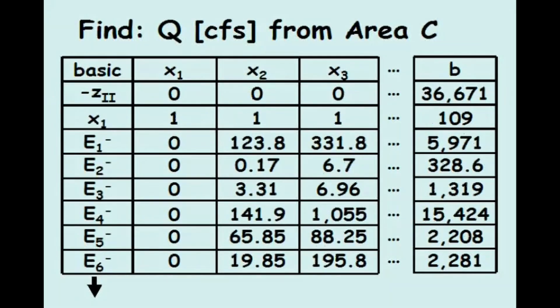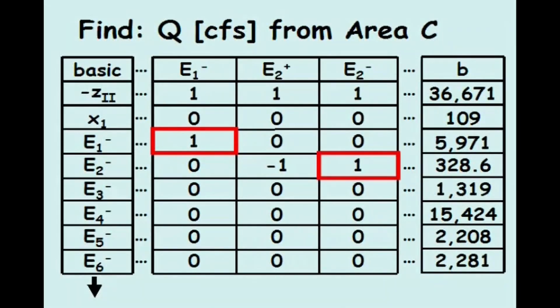We first must put the tableau into canonical form by pivoting about variables E1 minus, E2 minus, E3 minus, all the way through E8 minus, which involves subtracting 1 times row E1 minus from row Z2, subtracting 1 times row E2 minus from row Z2, and so on, all the way down until subtracting 1 times row E8 minus from row Z2.